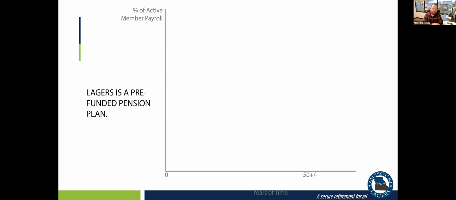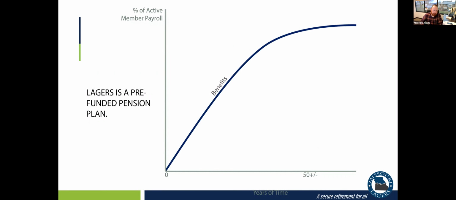So when I said Loggers is a pre-funded system, this is kind of what we're getting at. This is something that we've sort of stolen from our actuaries' comprehensive annual actuarial report, or the consolidated. I'm sorry. This is just going to be an illustration of generally how a pre-funded plan works. On the left, it's percentage of active member payroll, and the axis on the bottom is illustrating time.